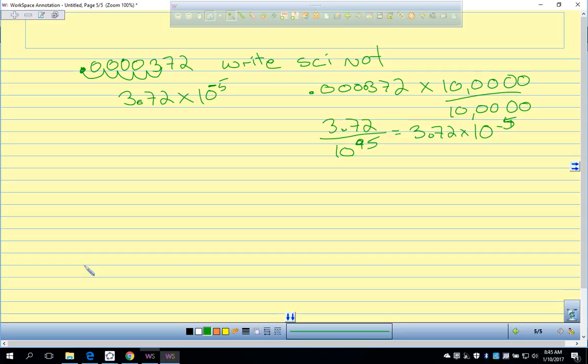How about writing a very large number? Write 167,000,000 in scientific notation. What is that number?